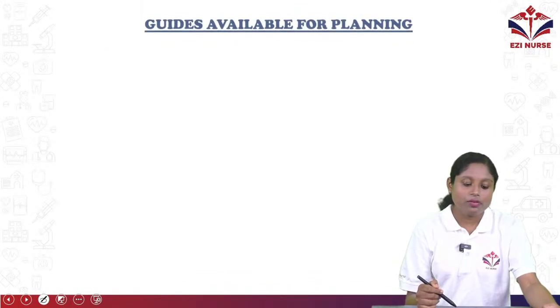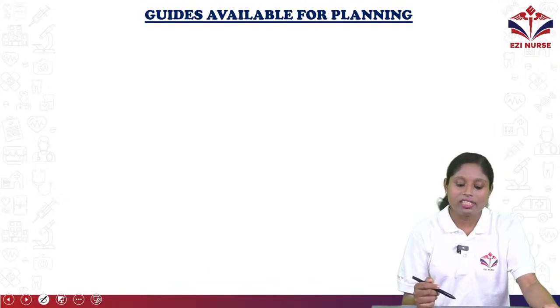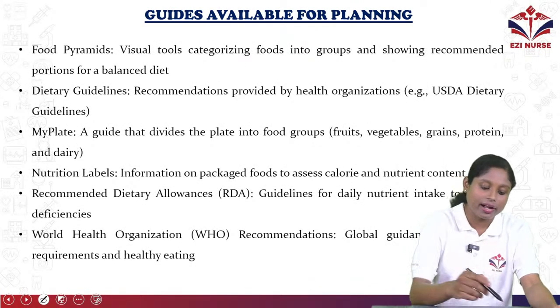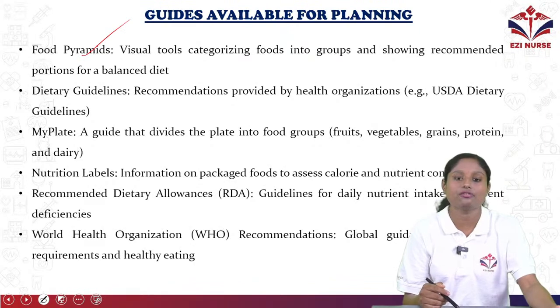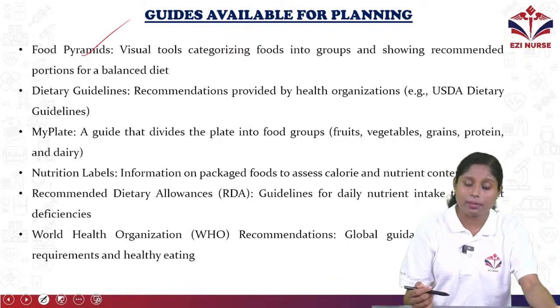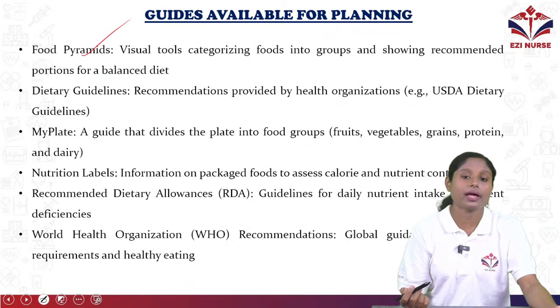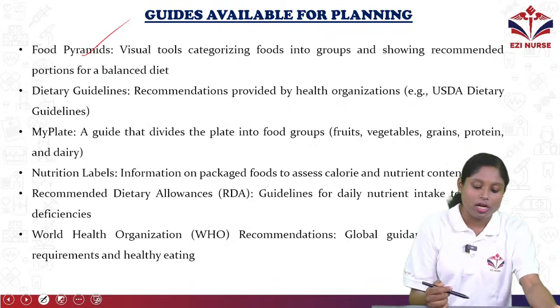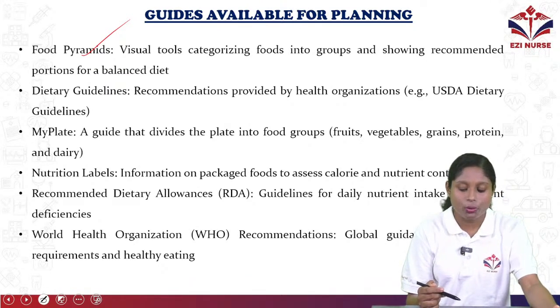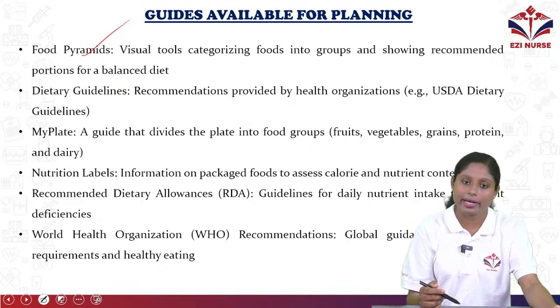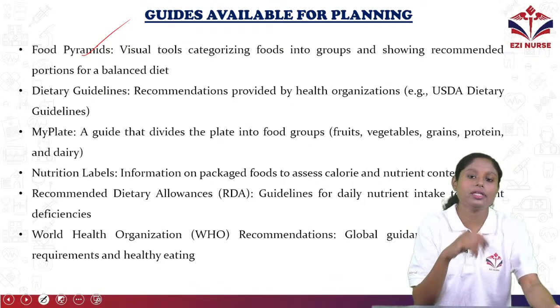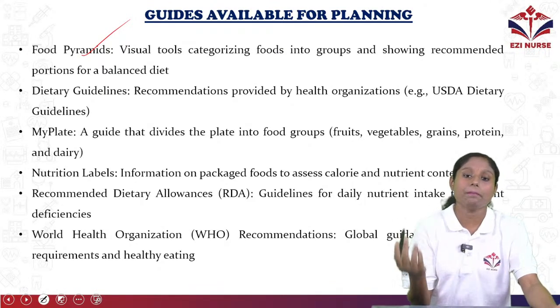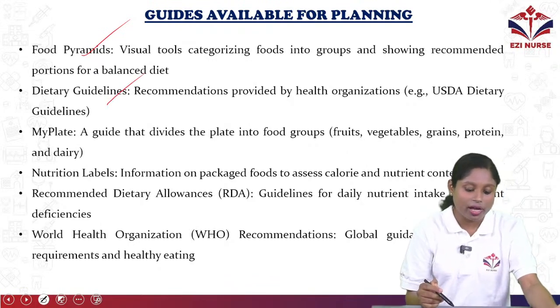Next we will discuss guides available for planning. What are the guides we can use while planning the food for a patient, for another person, or for yourself? Food pyramid: visual tools categorizing food into groups and showing recommended portions of a balanced diet. They show how much you need to take as a balanced diet. Next is dietary guidelines.